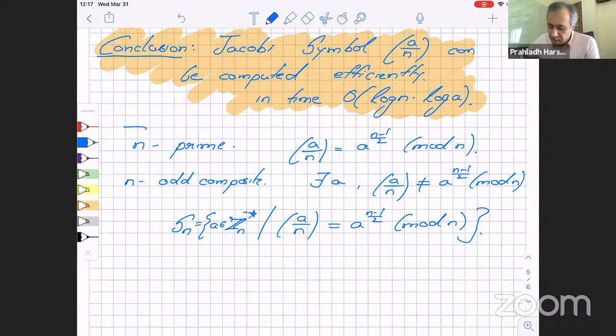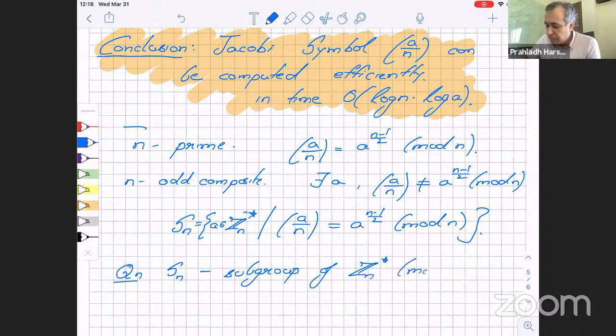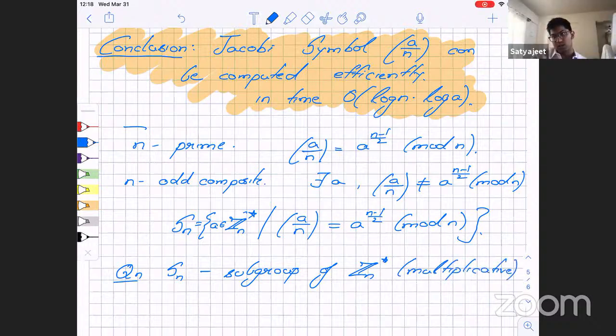Now, I want to ask a question. Is Sn a subgroup of Zn star? A multiplicative subgroup. I guess yes, because of the properties above. a by n has a nice multiplicative feature, and a power (n minus 1) by 2 has the same multiplicative feature. So if a by n equals a power (n minus 1) by 2, and b by n equals b power (n minus 1) by 2, then a times b by n is equal to the corresponding power. You have this property. Therefore, it is actually a subgroup.